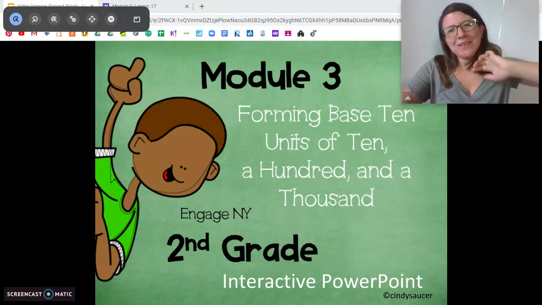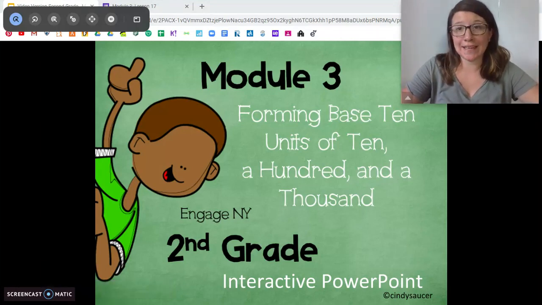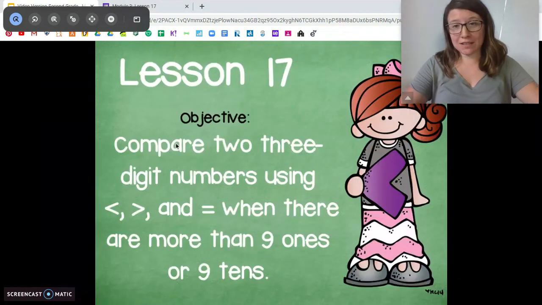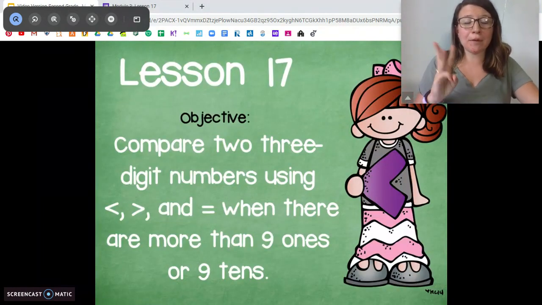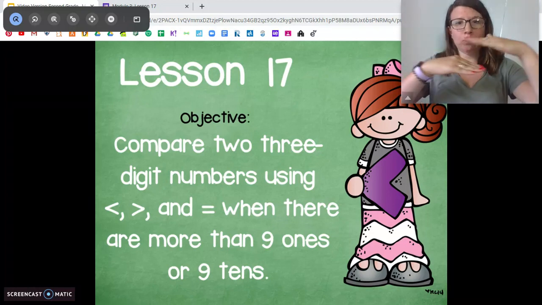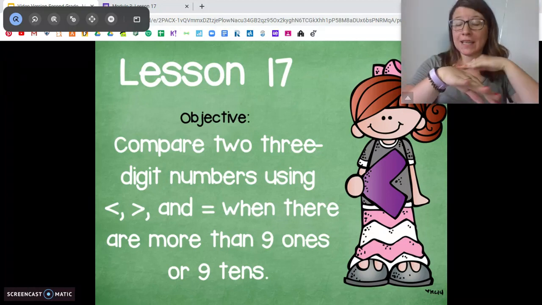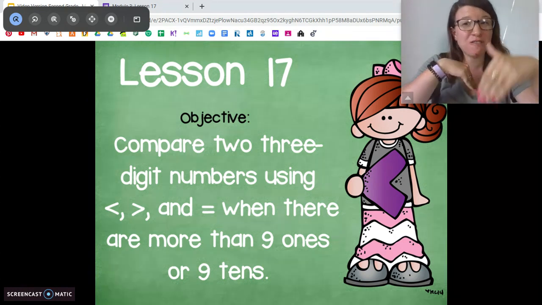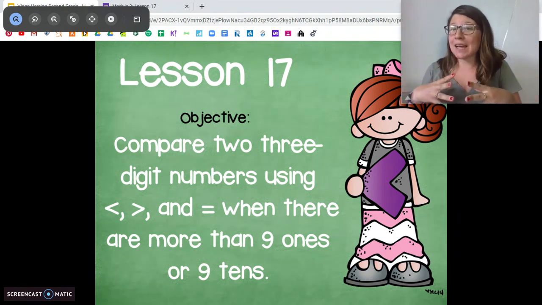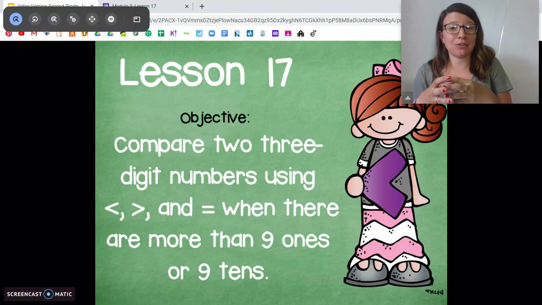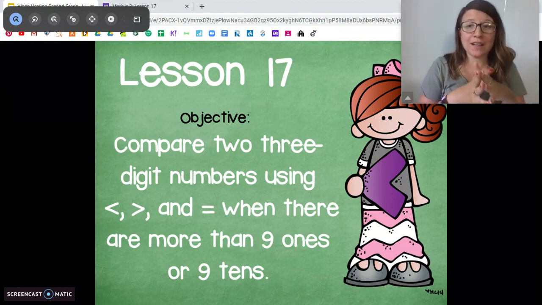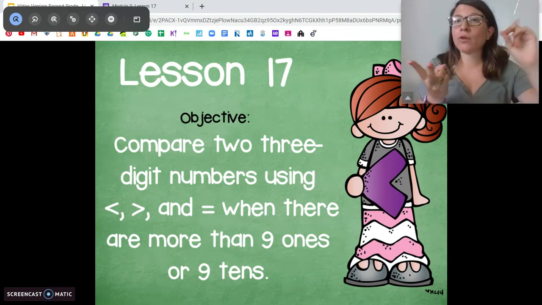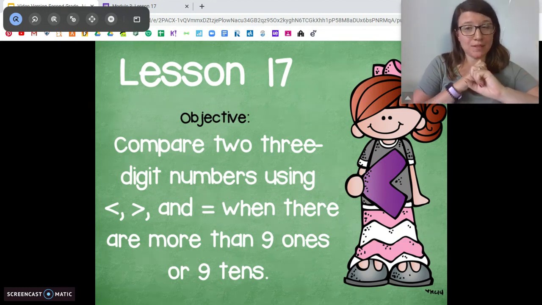Graders, Miss Diorio here from Citizenship Academy with lesson 17 in module 3. So today, as we did yesterday, we're going to compare 3-digit numbers using those greater than, less than, or equal to symbols. Now this lesson is going to be a little bit different because we're going to be looking at the numbers in different forms. And sometimes we're going to have to group numbers in groups of 10 and groups of ones to kind of understand it better. So we're going to be looking at standard form, unit form, and expanded form today.